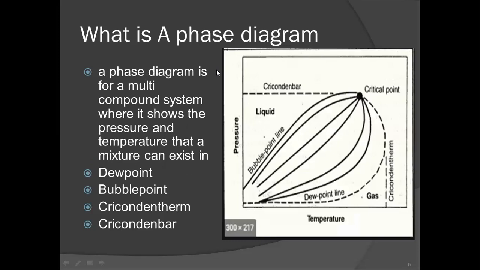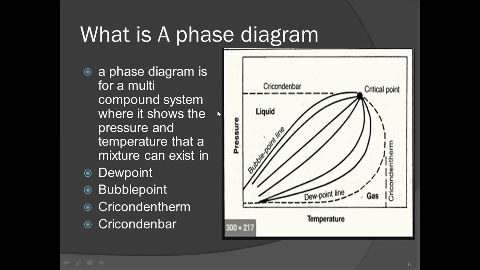And this is a phase diagram. So basically, we have two phases of diagram. This is a multi-compound system. We also have another one called a single compound system. Basically, the difference is that in a single compound system, we don't have a situation where we can have a liquid and gas coexist together.